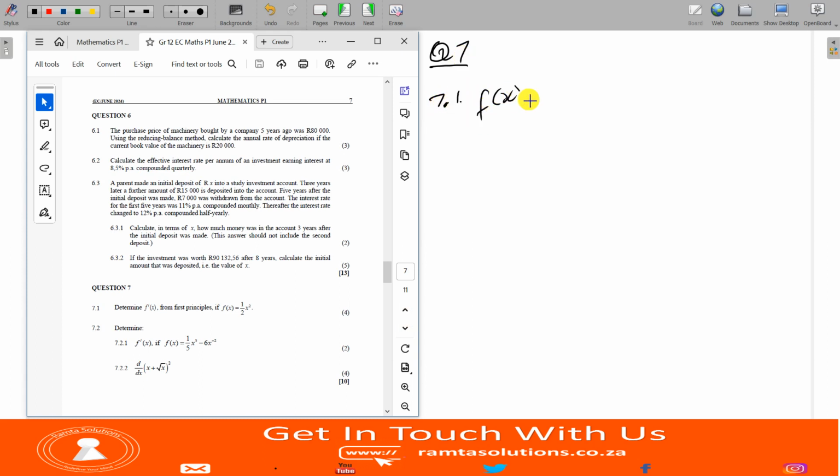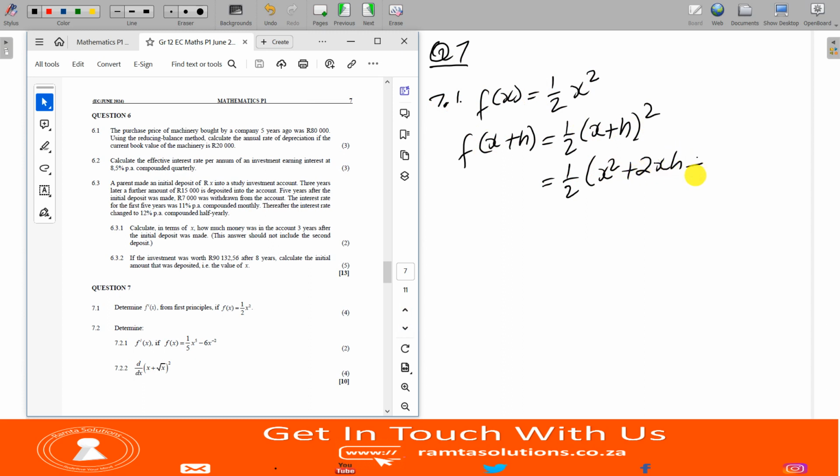f of x is equal to half x squared. Now we need to get f of x plus h. What will it be? It means where there's x, you put x plus h. Then we need to simplify it further. Using the FOIL method, it will become x squared plus 2xh plus h squared. Now this becomes half x squared plus xh plus half h squared.